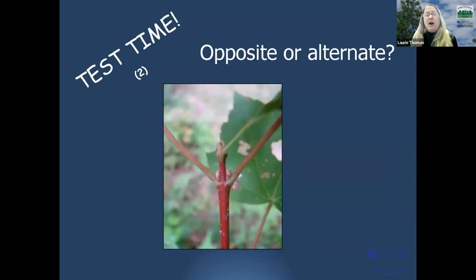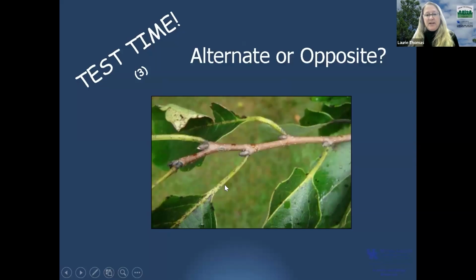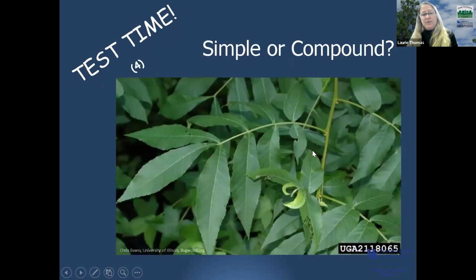All right, let's look at this one, our leaf arrangement. Do we have alternately or oppositely arranged leaves here? You can see our buds right across from each other, and we can see our leaves are too, so we have oppositely arranged. All right, how about this one? Do we have alternate or opposite leaf arrangement? We've got leaves and buds to look at. Hopefully everybody could see that these are alternately arranged. We can see our buds here, and then we can see how they kind of zigzag along that branch.